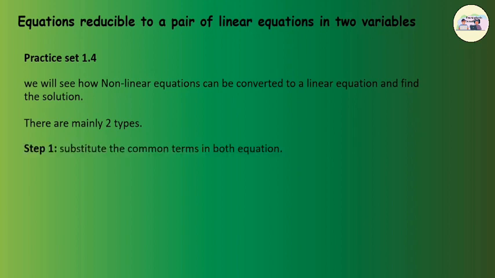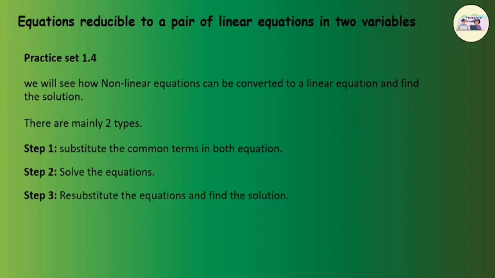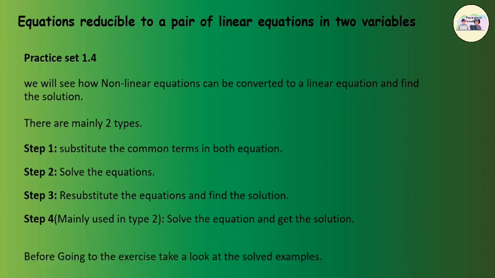Step 1 is to substitute the common terms in both the equations. Step 2 is to solve the equation. And step 3 is to resubstitute and find the solution. Step 4, which is mainly used in type 2, is to solve the equation and get the solution. Before going to the exercise, let's take a look at the following solved example.